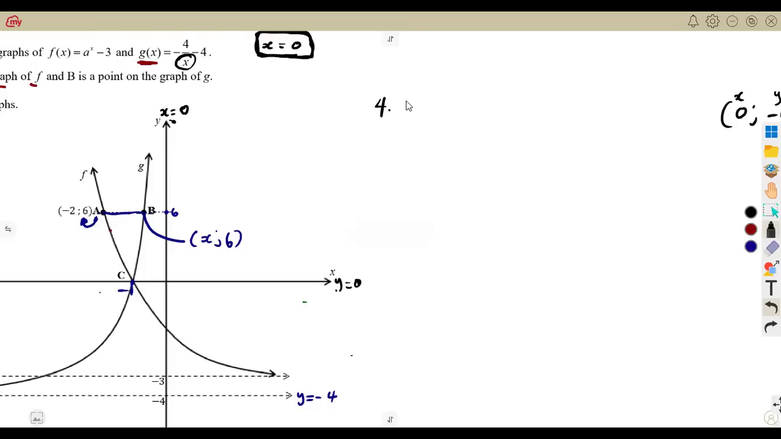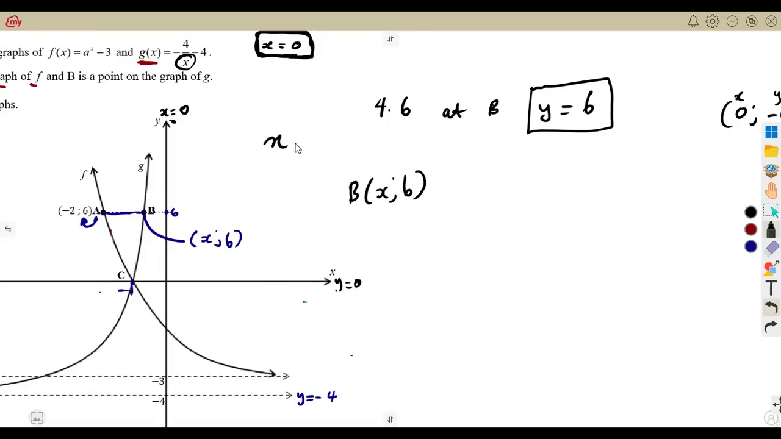So if y is not going to change, guys, it means at point B, y is equal to 6. So if at point B, y is equal to 6, it means point B is given as (x, 6) like this. Because remember, a point is given x followed by y. So we can determine this value of x from G because B lies on G.